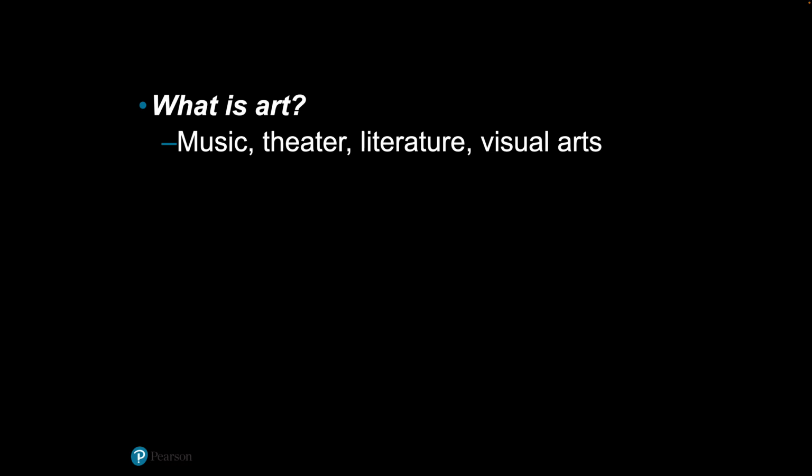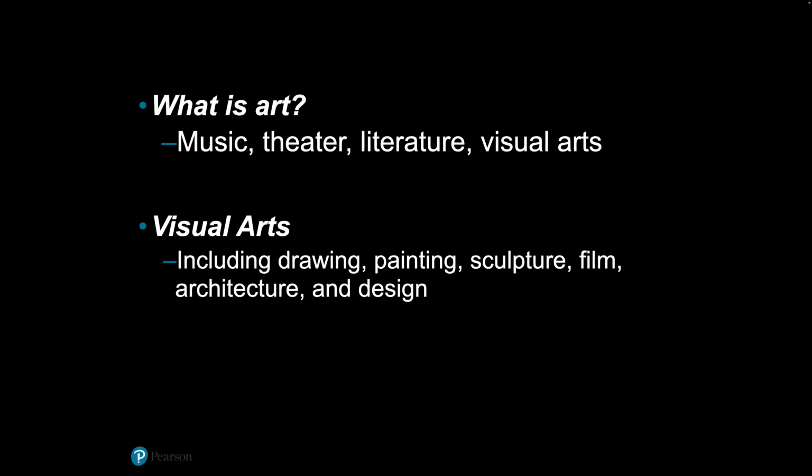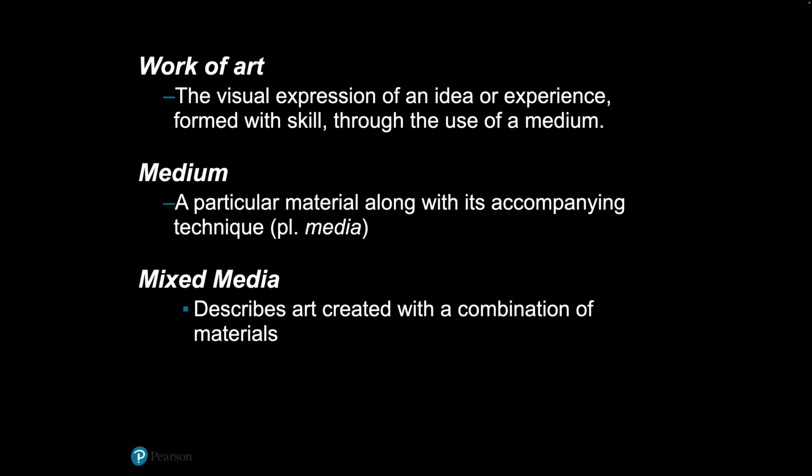All right, so what is art? That's one of the bigger questions. Art generally refers to music, theater, and literature. In this course, we'll specifically be focusing on the visual arts, including drawing, painting, sculpture, film, architecture, and design. One distinct characteristic of any form of art is that it communicates meaning beyond verbal exchange, right? So I'll say that again. A characteristic of any form of art is that it communicates meaning beyond verbal exchange. It's like what's the phrase? A picture's worth 1,000 words, right?